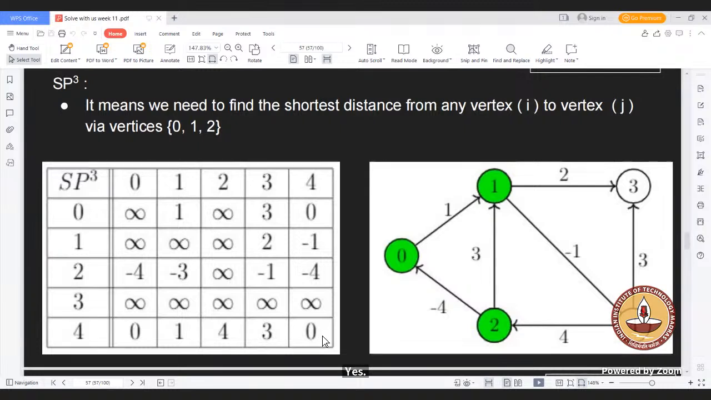How is it 0? Using the cycle, sir. 4 to 2, 2 to 0, 0 to 1, 1 to 4. Okay, so 4 to 4 is 0 in this case. So everyone got how to calculate SP3? Yes, sir.